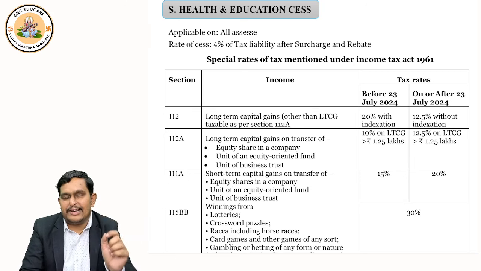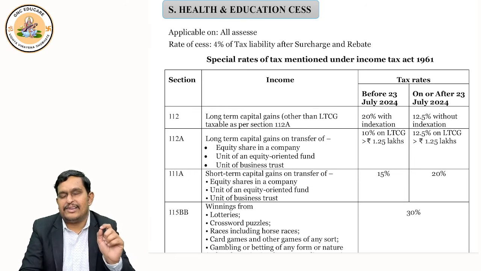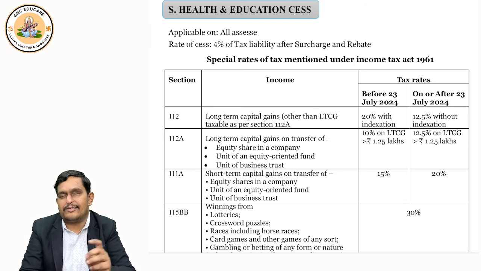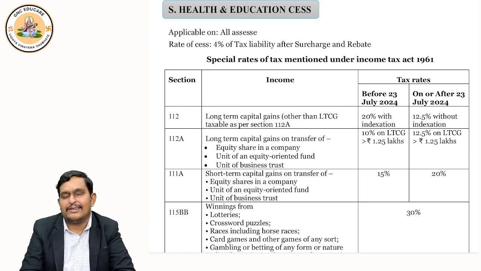Under section 112A, if it is a long-term capital gain on sale of listed shares, listed debentures, or units of mutual fund, units of business trust, what is the rate? Earlier it was 10%, but you were also getting 1 lakh exemption. Now it is 12.5%. But the exemption also increased to 1,25,000.